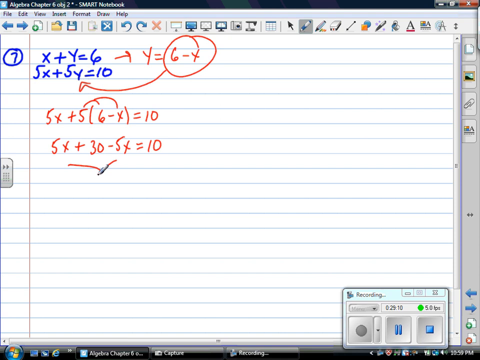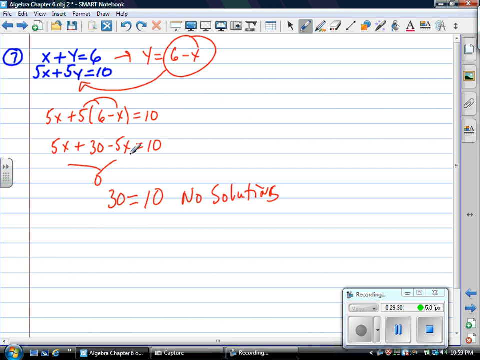Something happens here. When we combine our like terms, positive 5x and negative 5x, that's 0. So I get this equation. 30 is equal to 10. That can never happen, that 30 is equal to 10. So that is an example of no solutions.